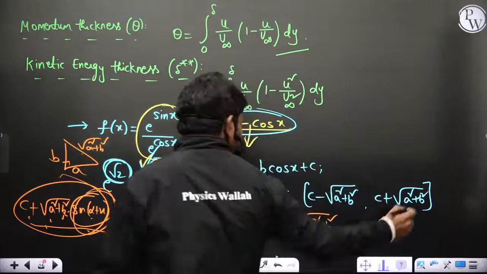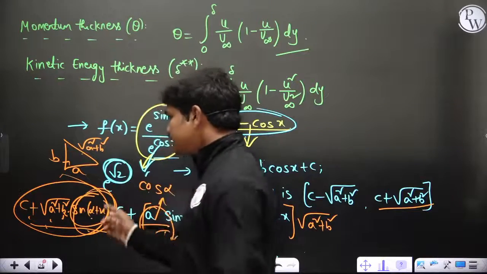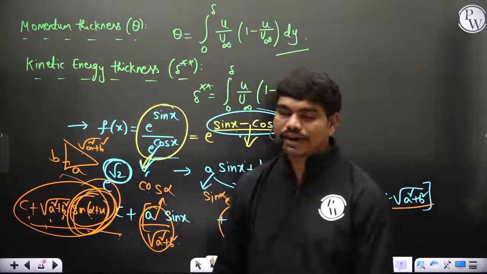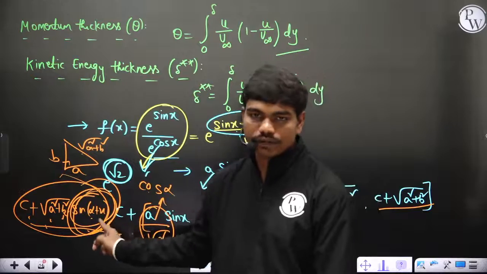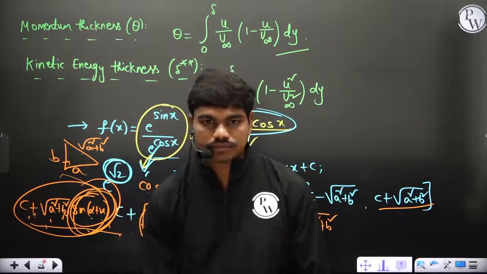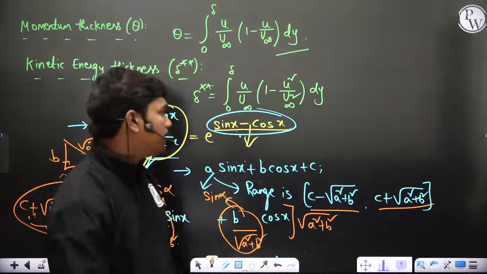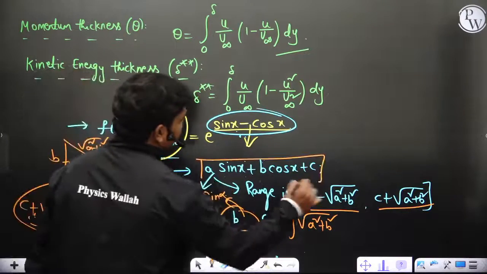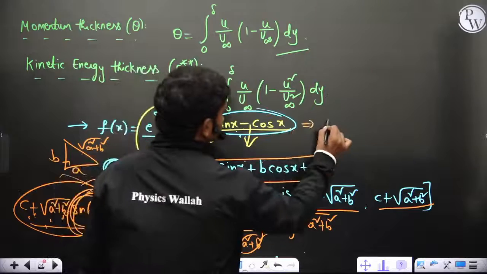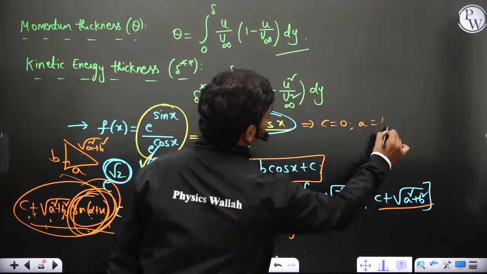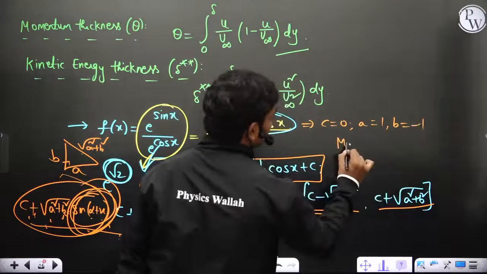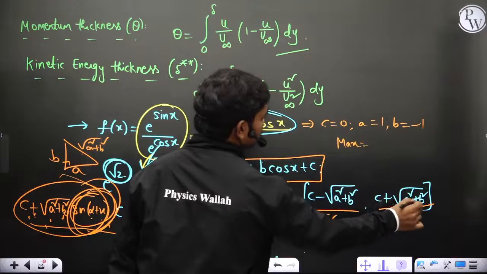So c plus root of a square plus b square is the maximum. Similarly, whatever you do here, this cannot go beyond minus 1, so minus 1 is the minimum value of this. When you put minus 1, this sign will change. This holds for any function of this category. Now if you see here, c is equal to 0, a is equal to 1, b is equal to minus 1, so the max value is given by c is 0, a is 1, b is minus 1.